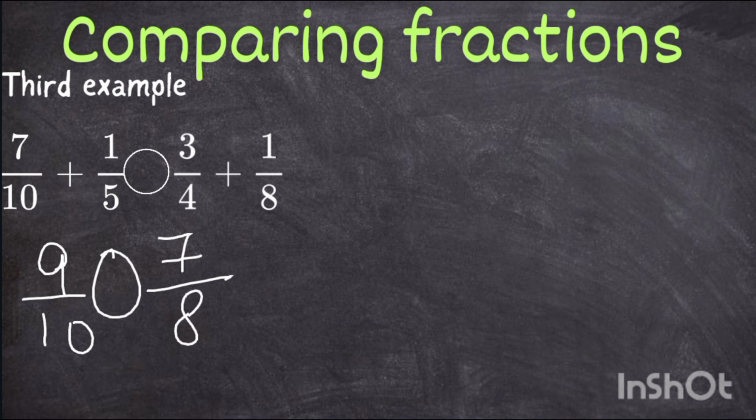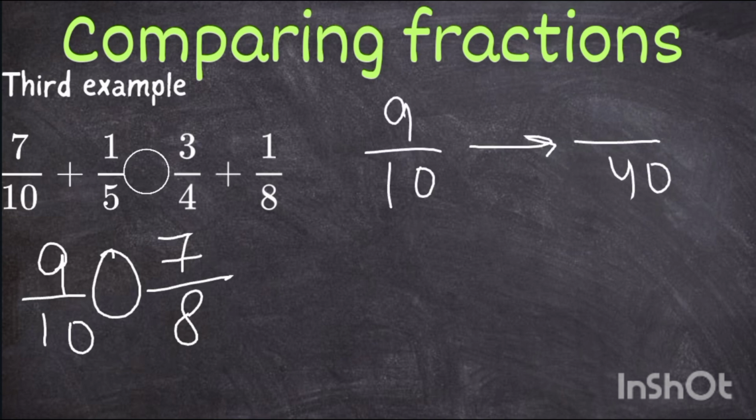We need to compare these two, right? To compare these fractions, we need a common denominator. So we need to find the LCM of 10 and 8. The LCM of 10 and 8 is 40. It means we need to convert these fractions to the denominator of 40, right? So 9 by 10, we convert that to the denominator of 40. What do we multiply with 10 to get 40? If we multiply 10 with 4, we get 40, right?